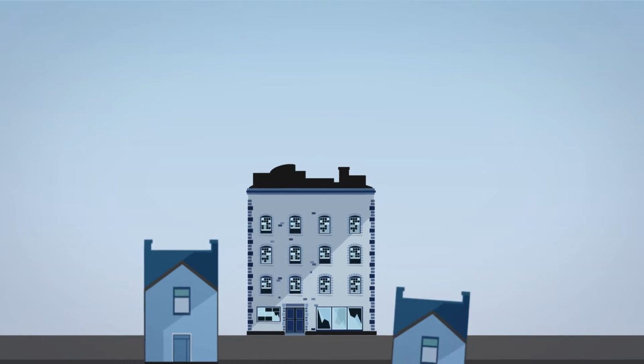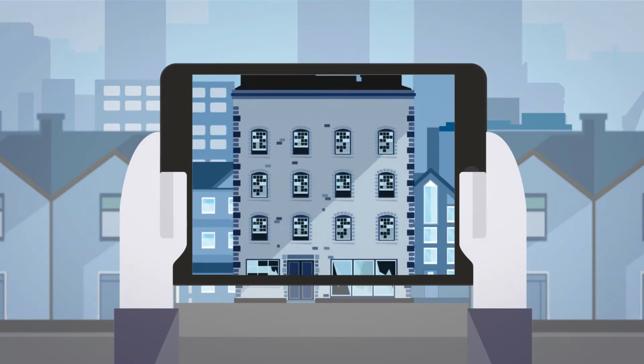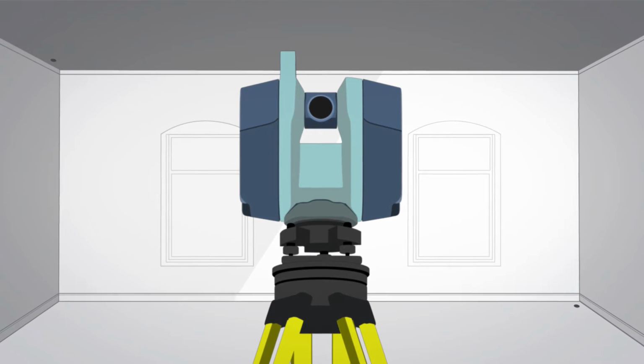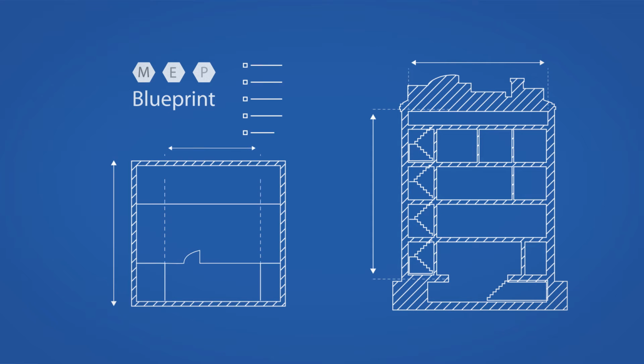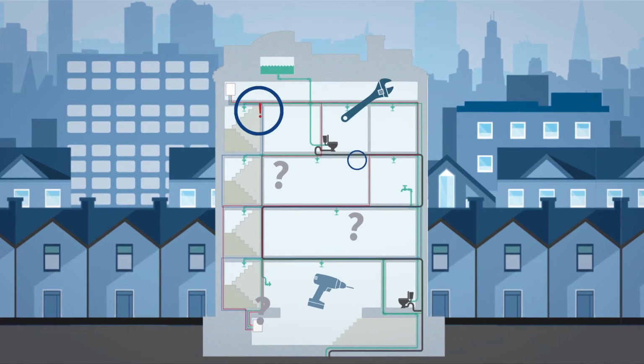Imagine starting a refit and renovation project with precise and accurate details of the as-built conditions already in hand. With Trimble's 3D laser scanning service, having no original drawings is not a problem. Knowing exactly what to expect before work starts reduces design errors and costly field rework.